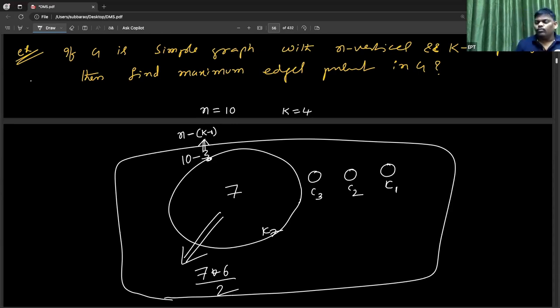Let's check whether it will work for k value 1. K value 1 means n into n minus 1 by 2. If you keep k value 1, 1 minus 1 becomes 0, so totally it becomes n. N vertices, n into n minus 1 by 2 edges are there. Will it work or not? It will work every time.